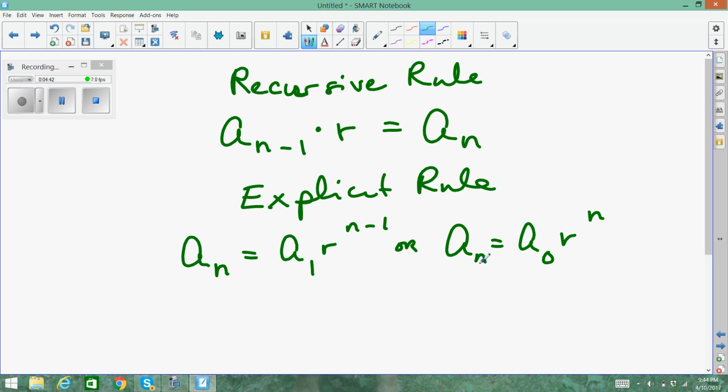Now this may frighten you that we could write the explicit rule in two ways, but if you think about it, a sub 0, really we're talking about a y-intercept. A sub 0 is a y-intercept, just like it was with an arithmetic sequence. And so this right here, you should recognize this function. What kind of function is this? That's right, it's an exponential function. If we graphed it, we would get an exponential growth function or an exponential decay function.